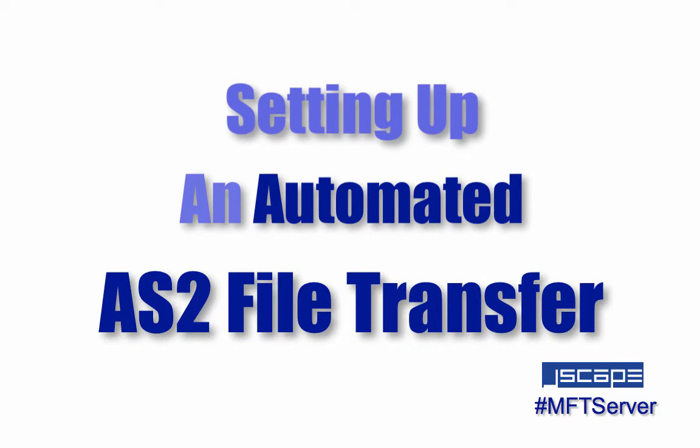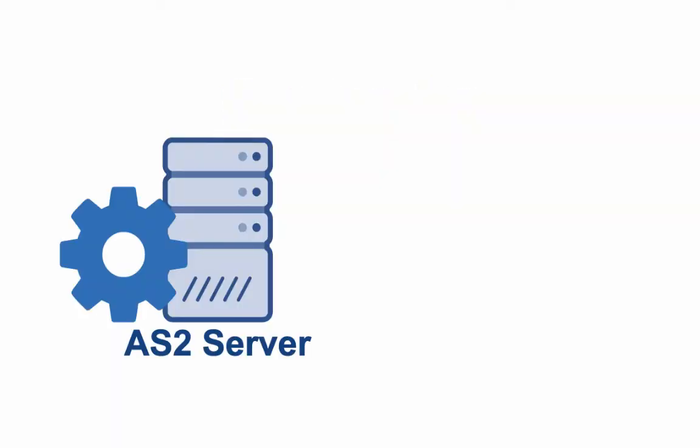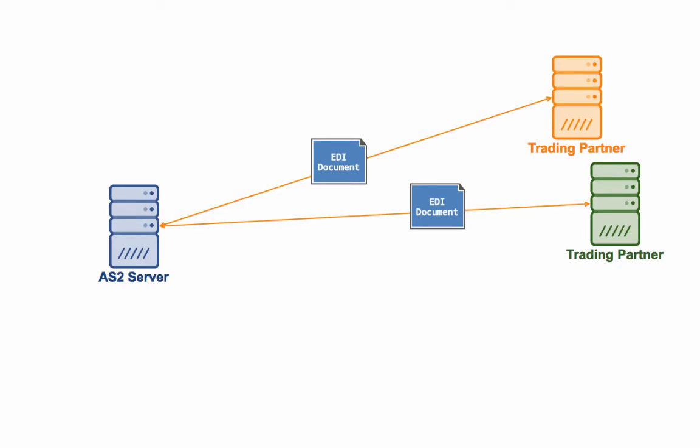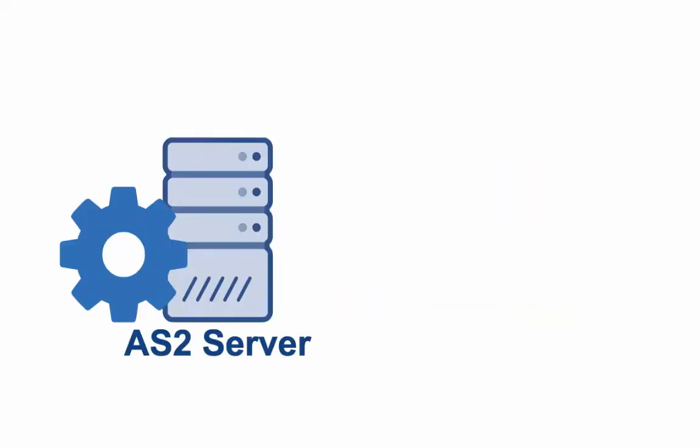Last time, we posted a Quickstart guide to setting up an AS2 server. The example in that tutorial featured a manual method for sending EDI messages. Because EDI transactions are really best carried out through automated means, today's video will teach you how to configure JSCAPE MFT Server to send AS2 EDI messages automatically.